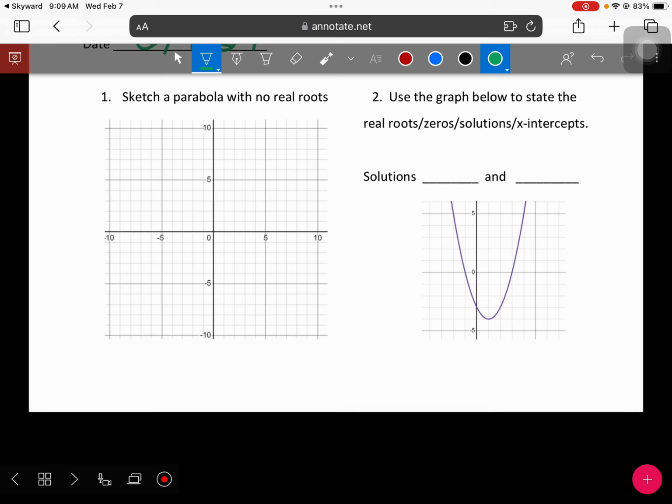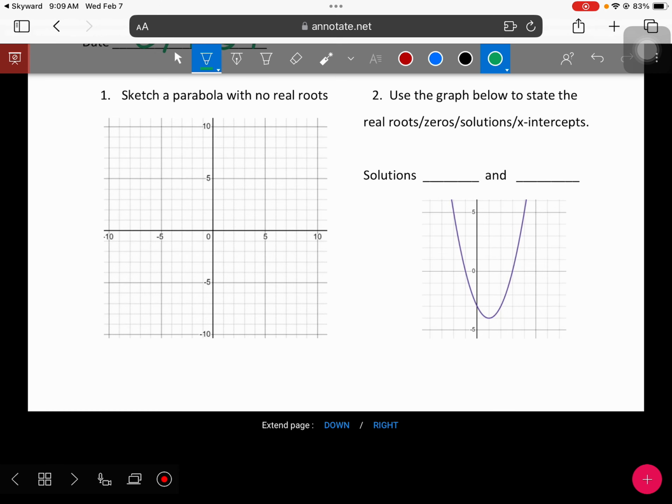All right, sketch a parabola with no real roots. What is this going to look like if I don't have any real roots?